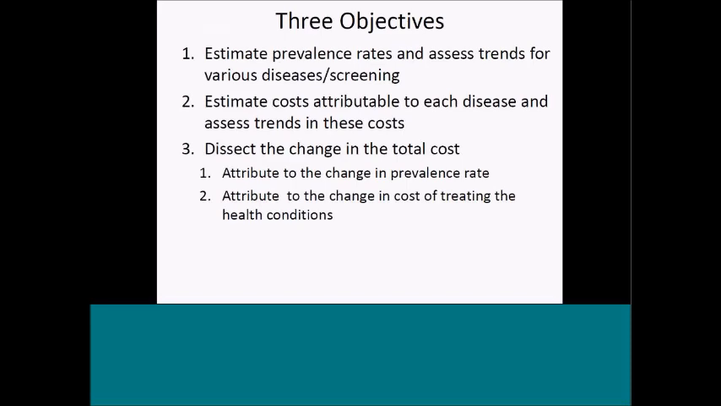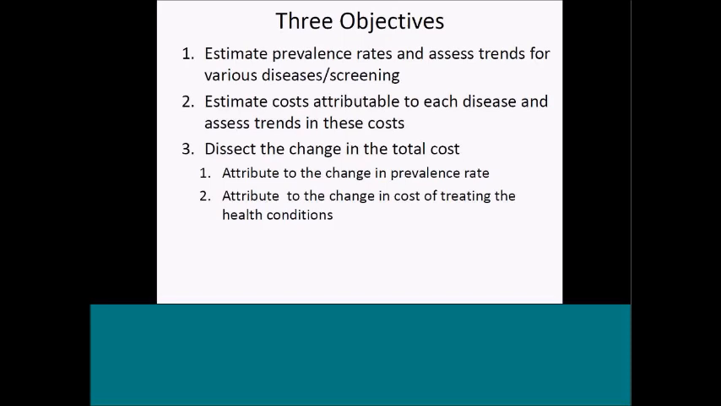And the three main objectives in this particular project were to estimate the prevalence rates and assess the trends for various diseases and screening rates. And then we want to estimate the costs that are attributable to each disease and assess the trends in these costs. So how much we are spending on hypertension, for example, or how much of the total cost could be attributed to hypertension or diabetes or AMI or any of those conditions.